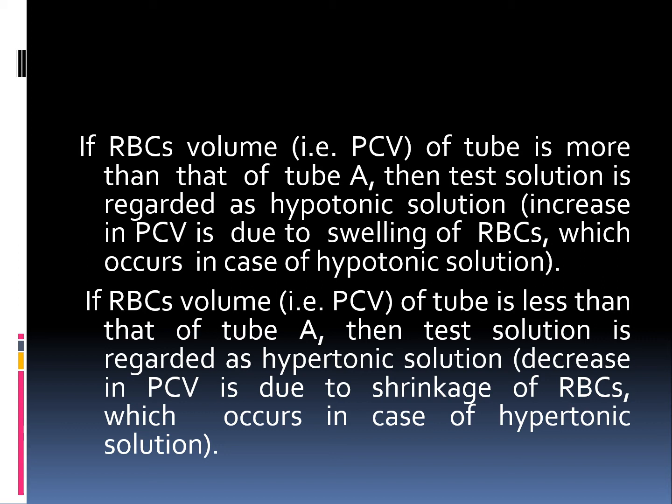On the other hand, if the packed cell volume in tube B is less than that of tube A, then it implies that our solution under test is hypertonic, because here water has left the RBCs and this leads to shrinkage and hence a decrease in the packed cell volume. So this was about the hemolytic method. Next method is the colligative method.